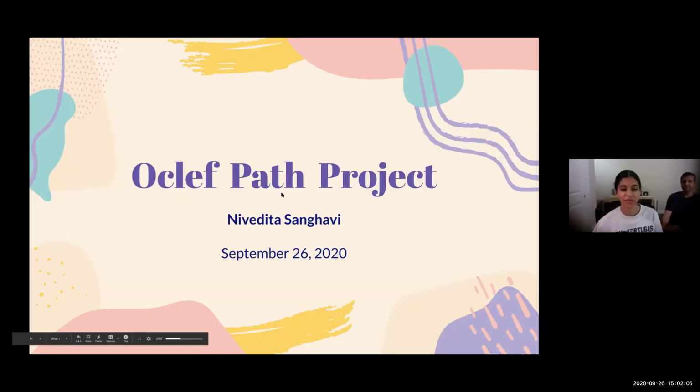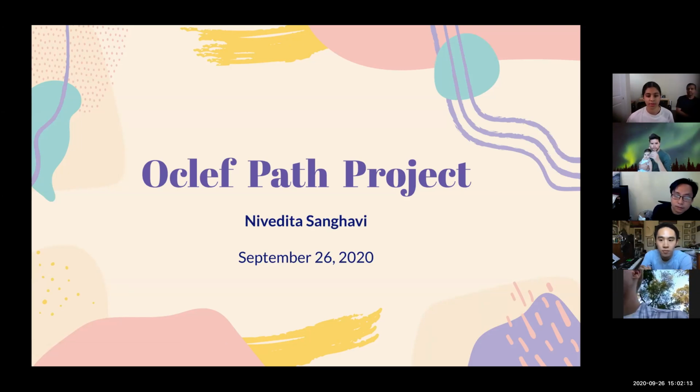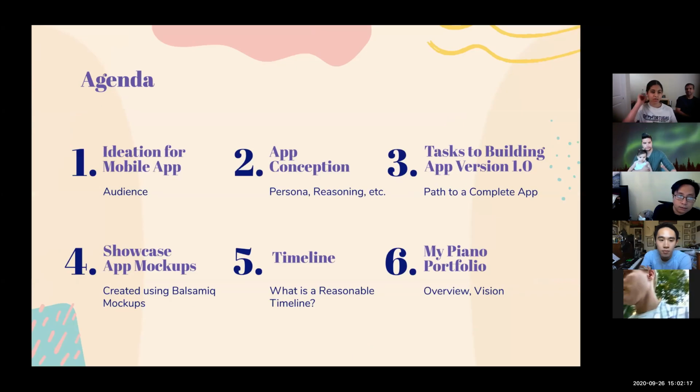Okay. Hi, everybody. So today we're going to be outlining what my path project is, all the progress that I've made so far, and the goals that I've set for myself for the future of my path project. So we're going to go over a couple of really important things today.